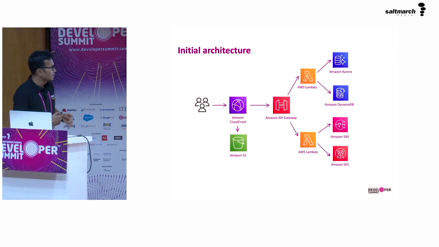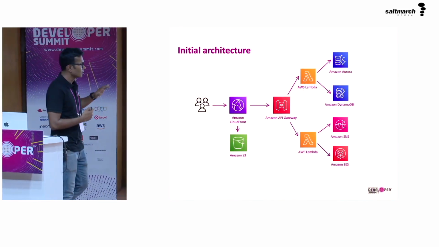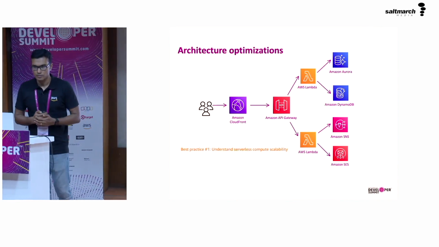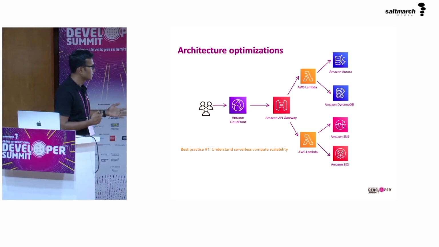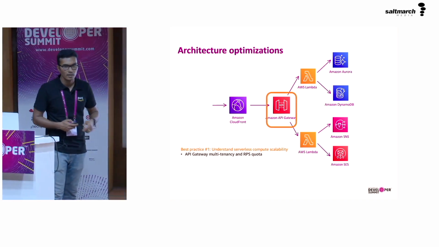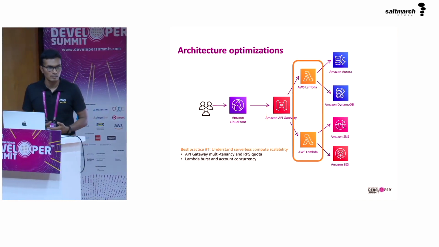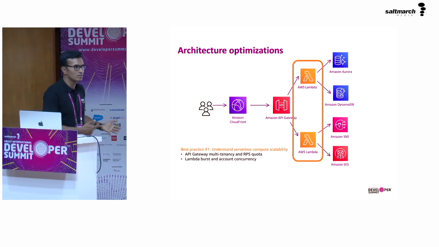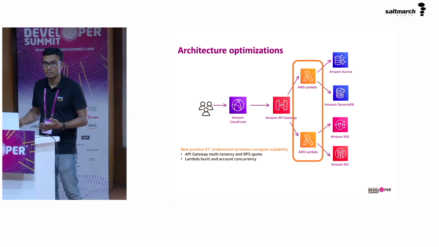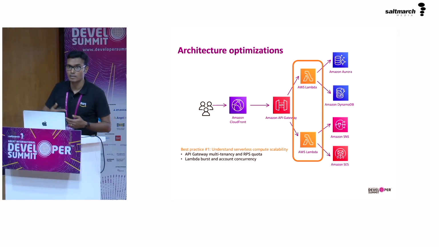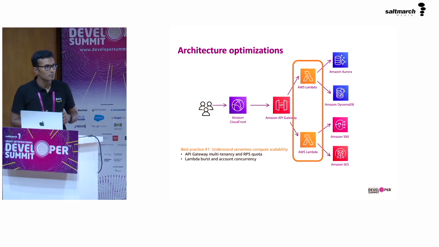So going back to our initial architecture, this is what our architecture was, right? The first practice was to understand the serverless compute scalability. This is talking about the API Gateway limits as well as your Lambda limits. We talked about 10,000 as your base requests, and on the Lambda side, a default of 1,000 concurrencies, and all of these numbers are soft limits which you can raise.